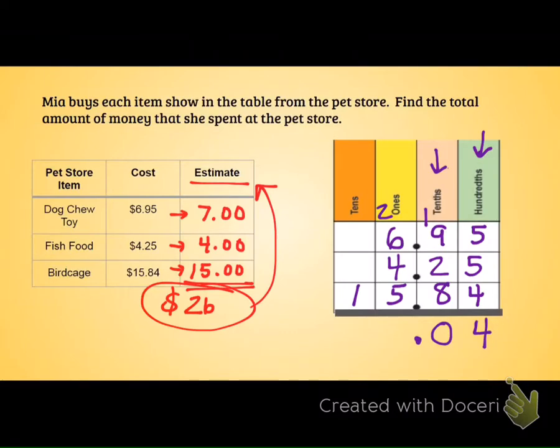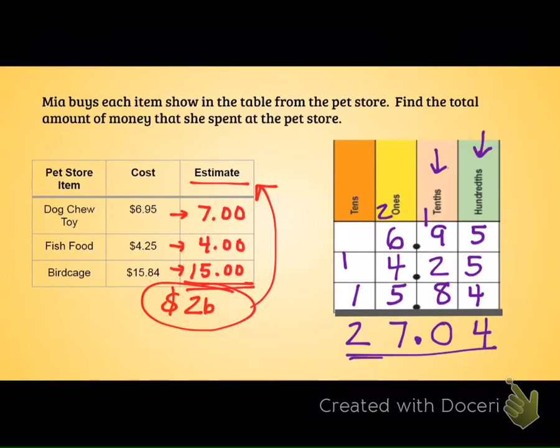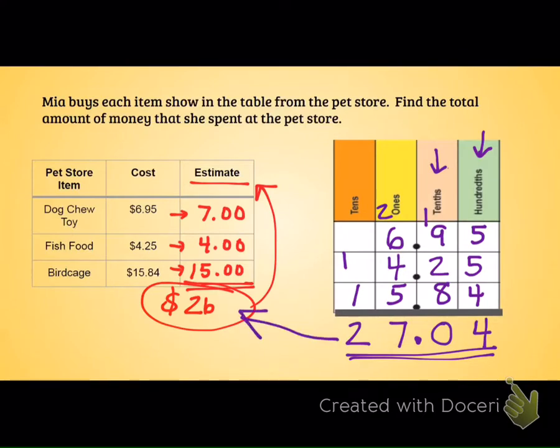Now let's add 6 plus 4 plus 2 plus 7 is $17. Could I make that into 1 $10 bill and 7 ones? Yes, I could. And then 1 plus 1 is equal to 2. So $27.04. Is that reasonable to my estimate? Yes, it's very close to my estimate. It definitely checks. It is definitely a reasonable answer. Had I gotten some crazy number that's not close to 26, then I would know I had made an adding error somewhere.